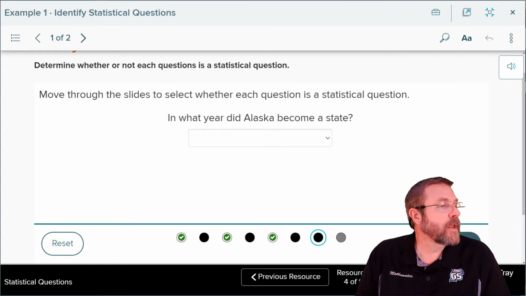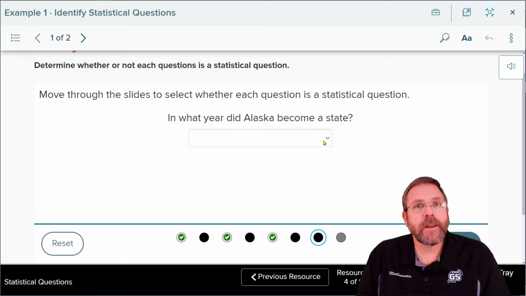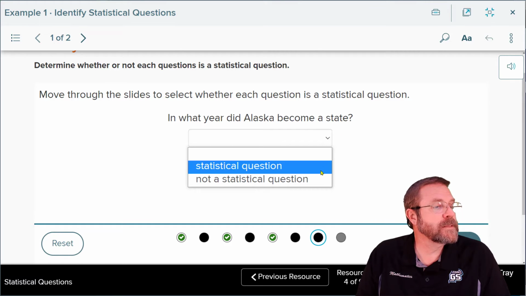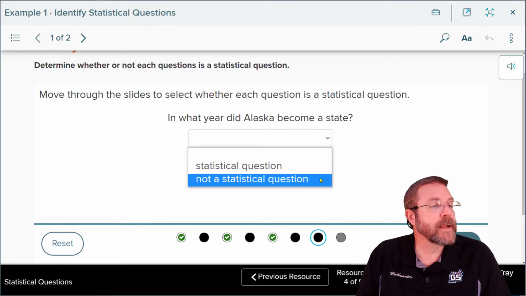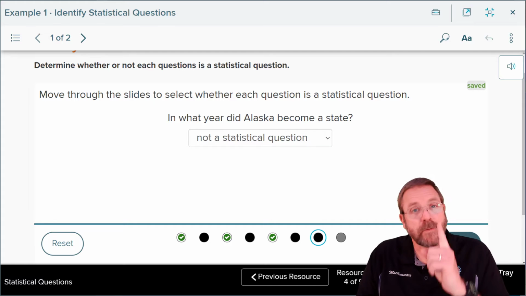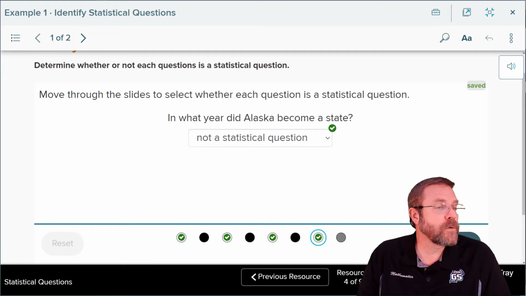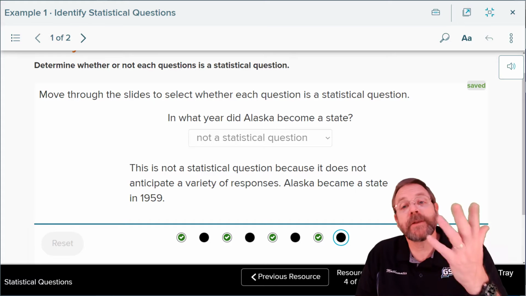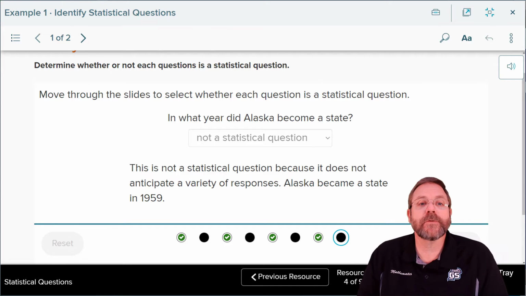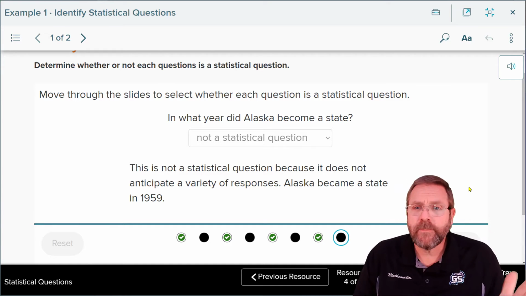And let's see, what's our last one going to be? In what year did Alaska become a state? Maybe they're going to answer our question from a minute ago. It is not going to be a statistical question because that was only 1 year that it occurred, in 1959. See, I said it was in the 1950s. Easy math, y'all can do this.